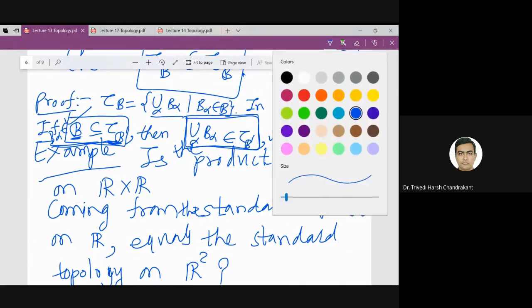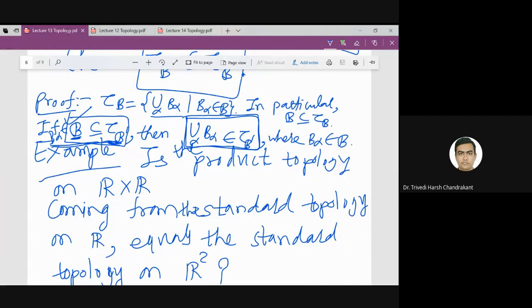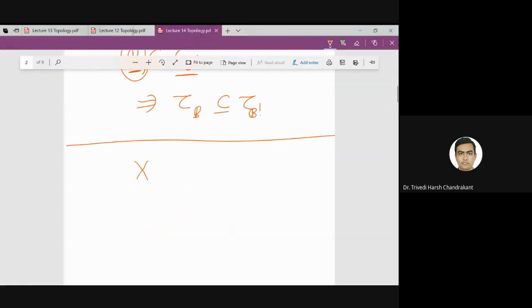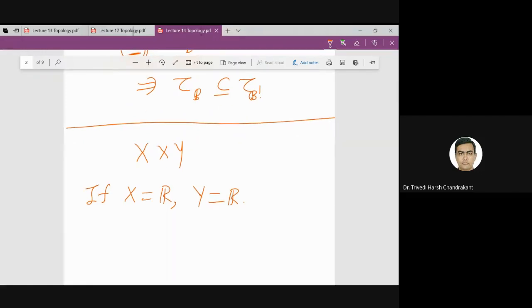Okay, so one example I want to take here, because in product topology I have not discussed any concrete example. Product topology is a topology on X cross Y. So if I take X to be R and Y also R, I can take that, because X and Y are arbitrary sets.